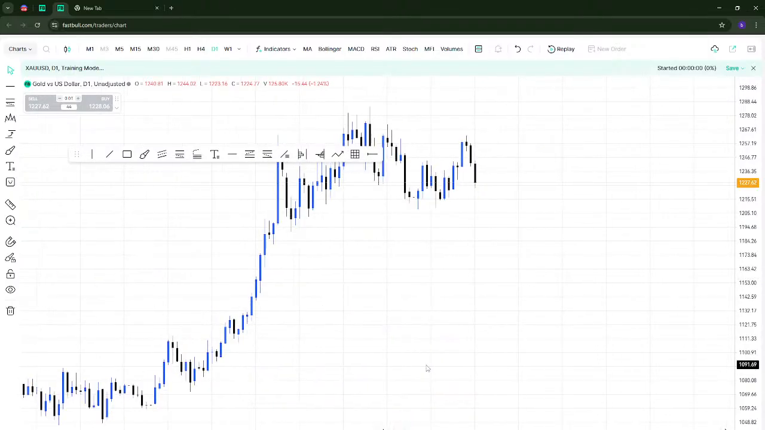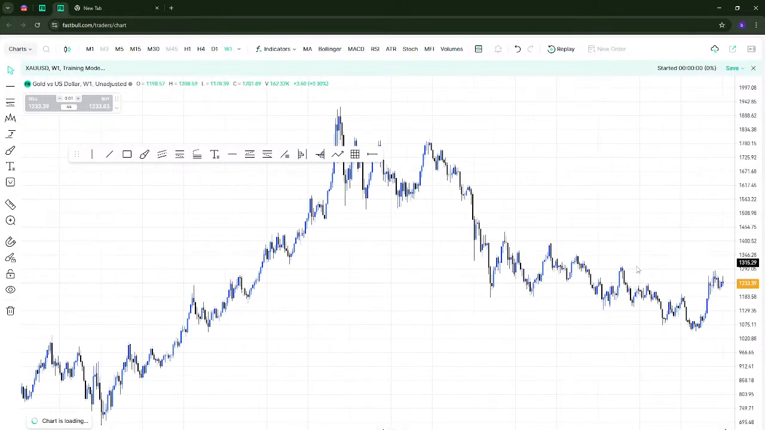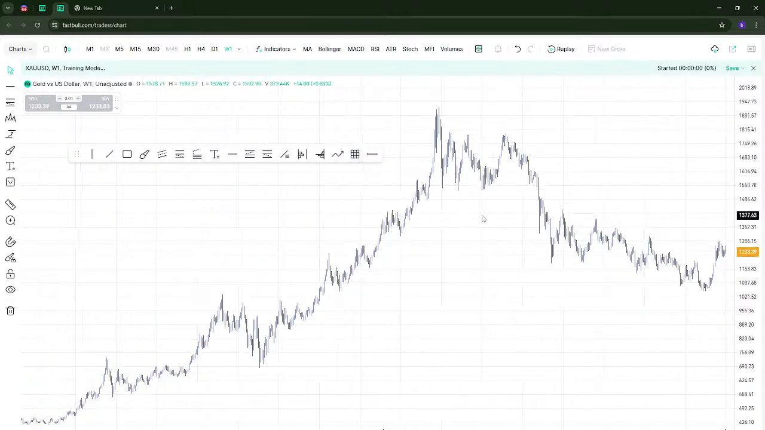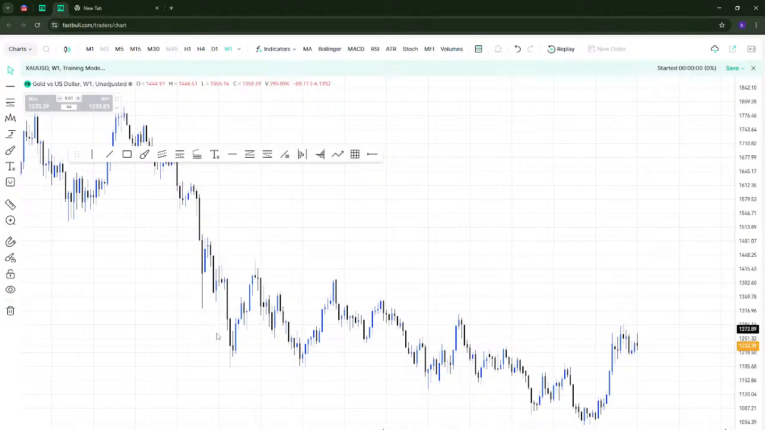Okay guys, now we are here. Like I told you, my analysis starts at the weekly time frame. Now I'll start at the weekly and check what has been happening on the weekly. In this case scenario, in the weekly, we have been breaking structures.